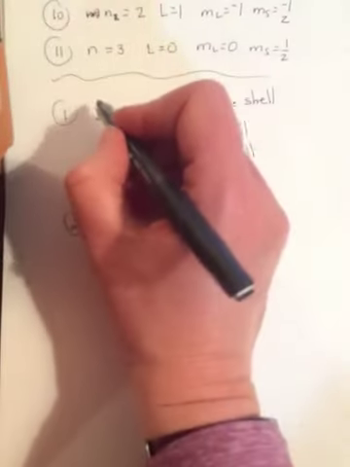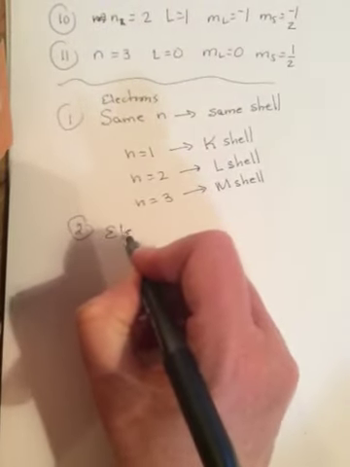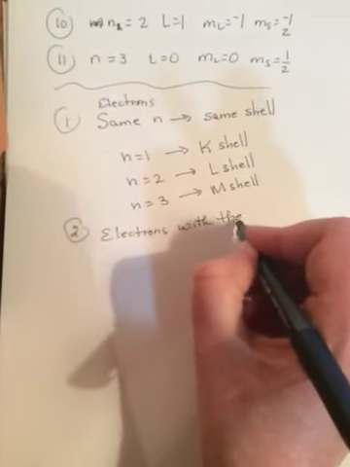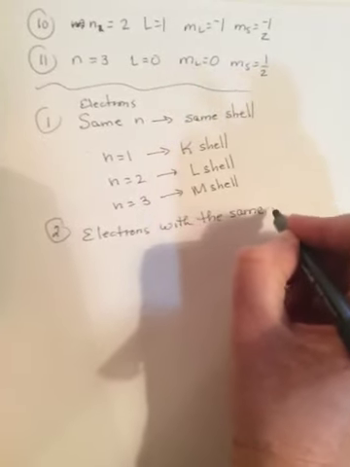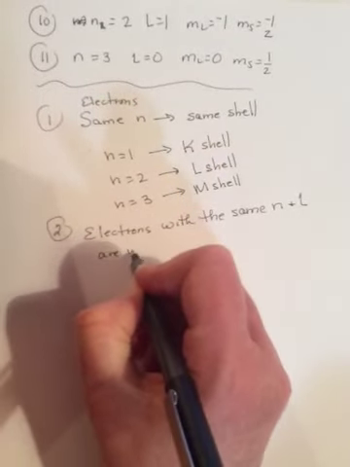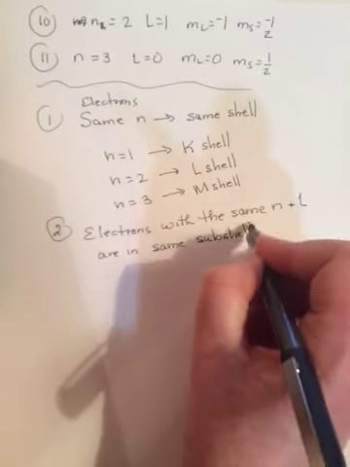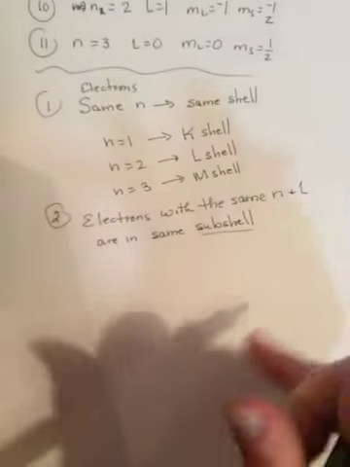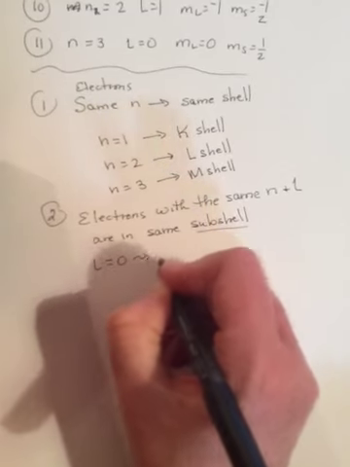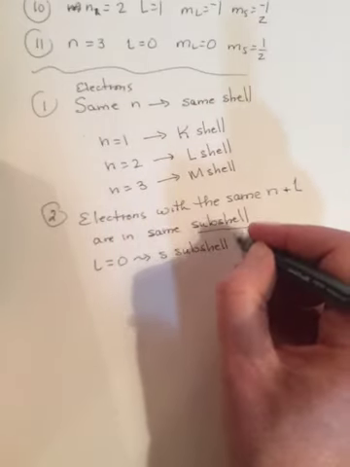So these are electrons with the same N. Electrons with the same N and L, so not just the same N, but the same N and L, are in the same subshell. Inside the shell there are subshells, and if they have the same N and the same L, they're in the same subshell. When L equals 0, that's the S subshell. And in case you're wondering, the S stands for sharp.